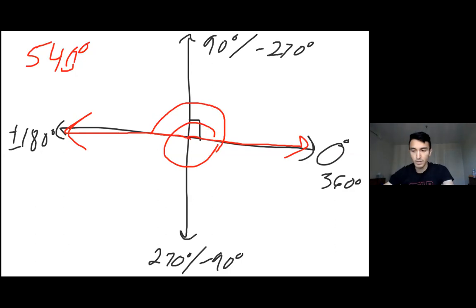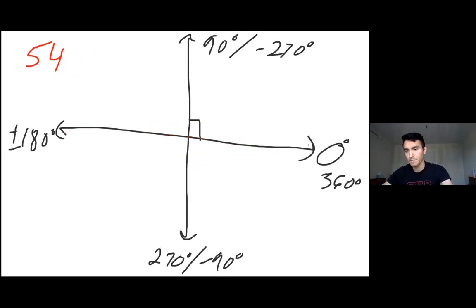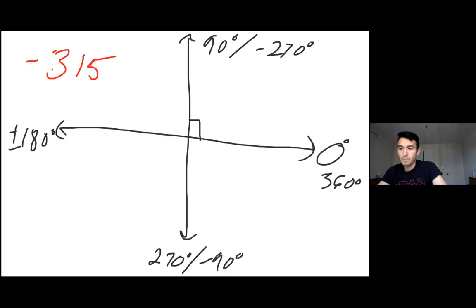Cool, and then we can do a negative one. Like if I had to do negative 315 degrees. So we draw our initial side, of course, at 0. We're going negative, so we're going to go the negative way, which is downwards.